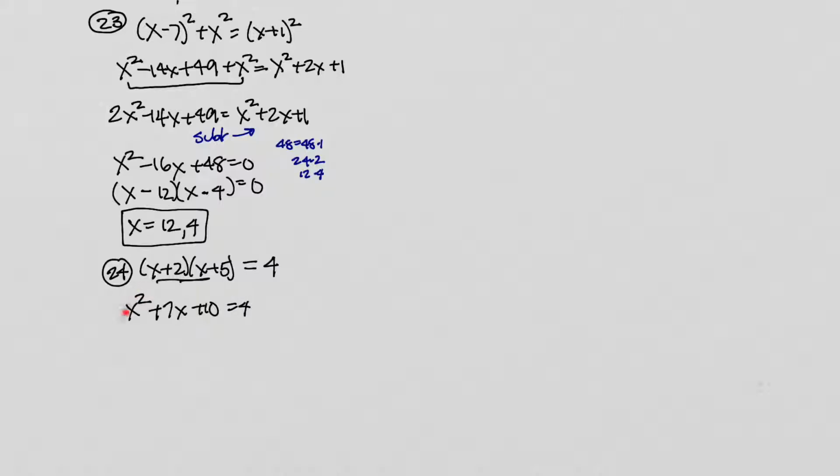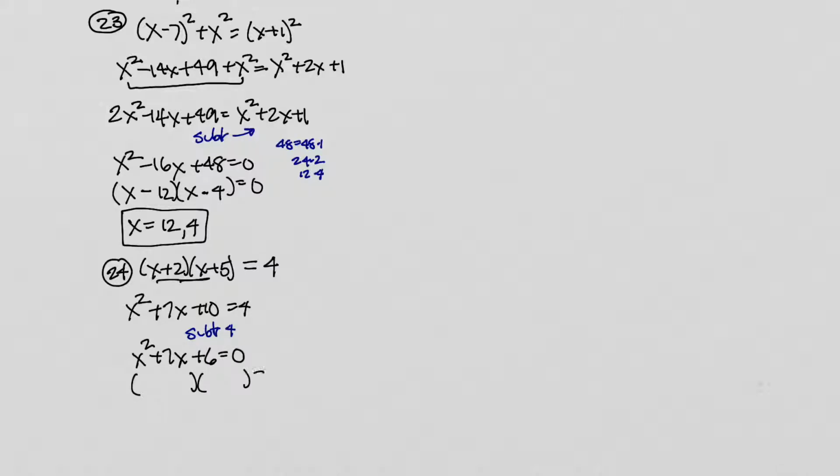Now, this is quadratic, right? We have a squared term, so it's quadratic. We know how to solve them. Get everything on one side, 0 on the other. I've got the positive quadratic over here. Why don't we eliminate the 4 by subtracting 4 from both sides? So the plan is to subtract 4. And doing so, we'll get this: x squared plus 7x, and 10 minus 4 is plus 6 equals 0.